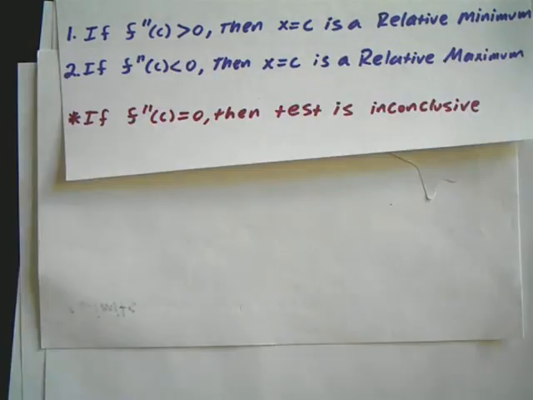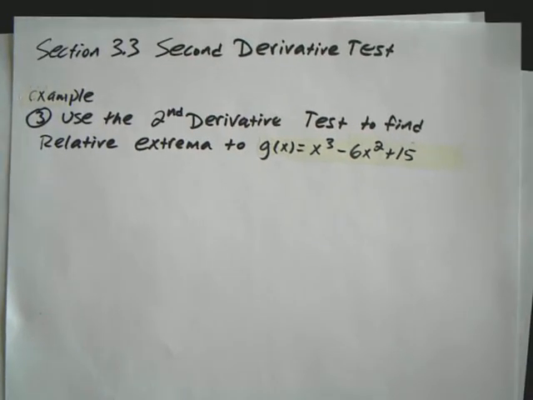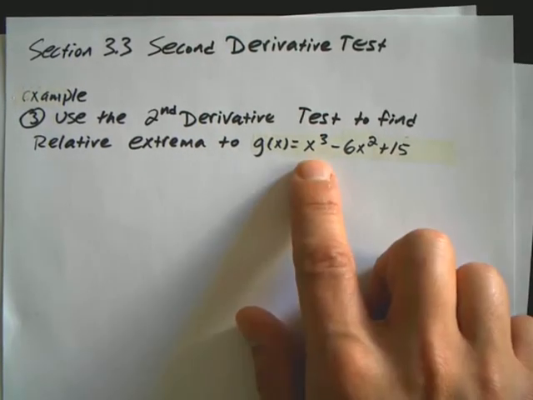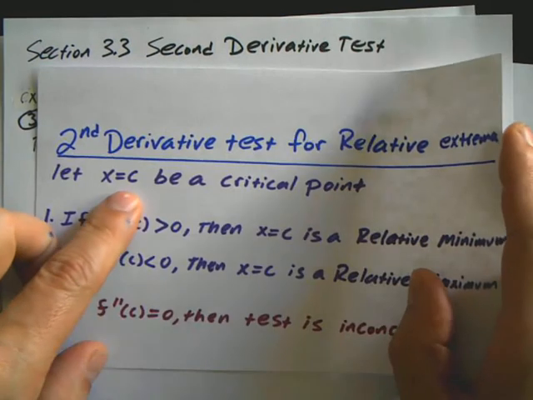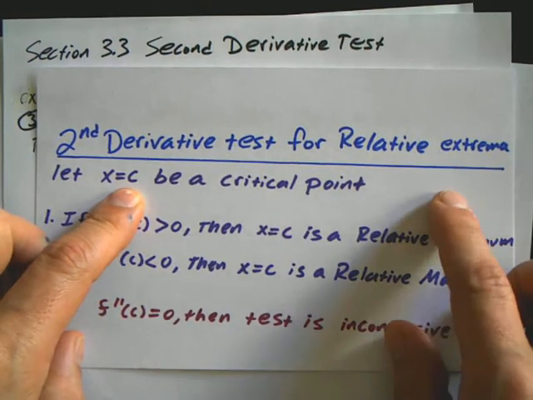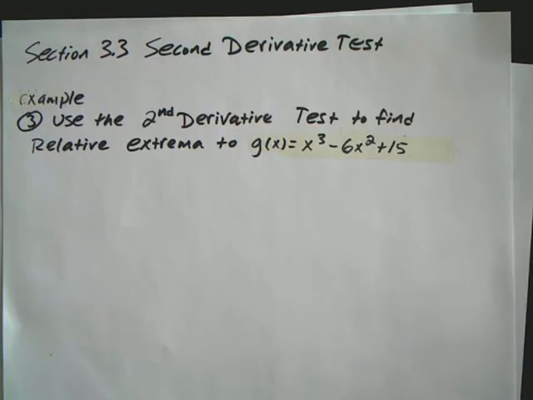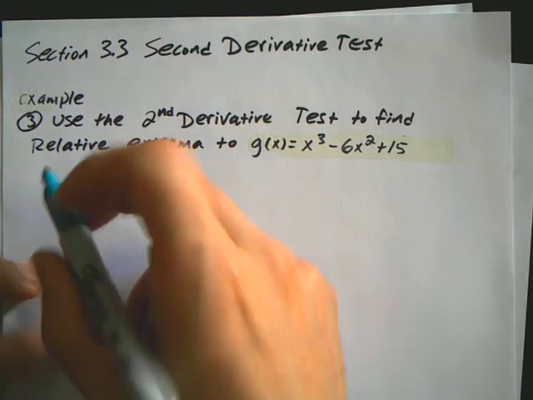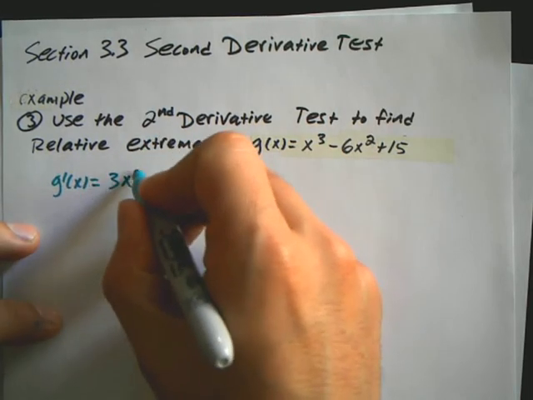So let's look at an example. All right. So I want to find the relative extrema using the second derivative test. And this equation might look somewhat familiar. And I first of all have to find a critical point for a relative extrema, because that's where relative maximum, relative minimums occur. So I still have to find the first derivative. So I'm going to say g prime is equal to 3x squared minus 12x.